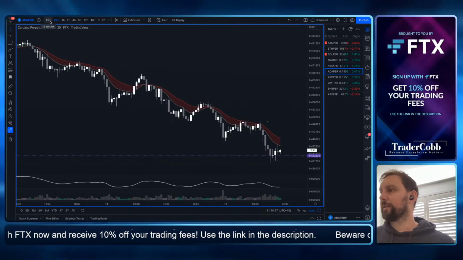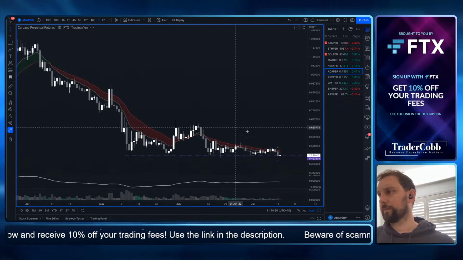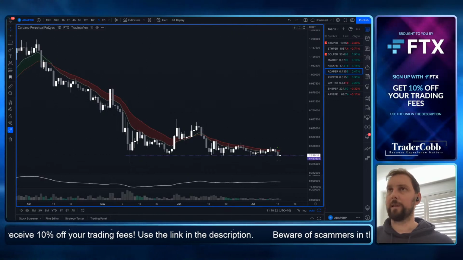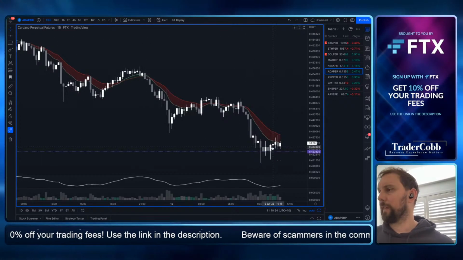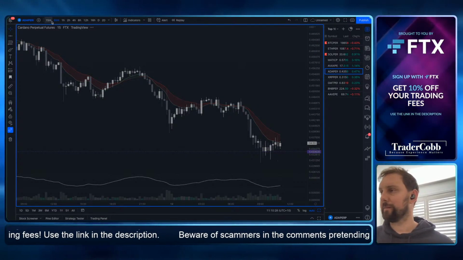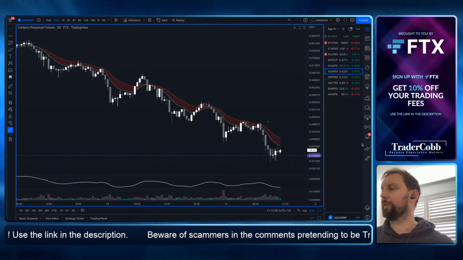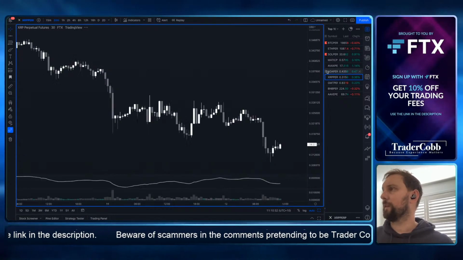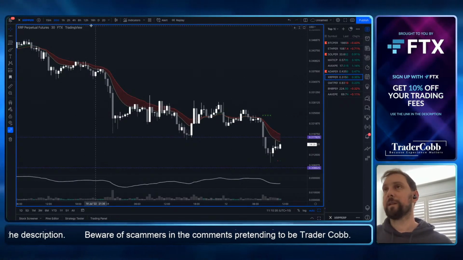Okay, ADA next. So daily, very strong daily level here on ADA. That level breaks on the 15, we get a retest, I'm keen. Same here on the 30. Next, XRP, that'll go in the stalking list actually.